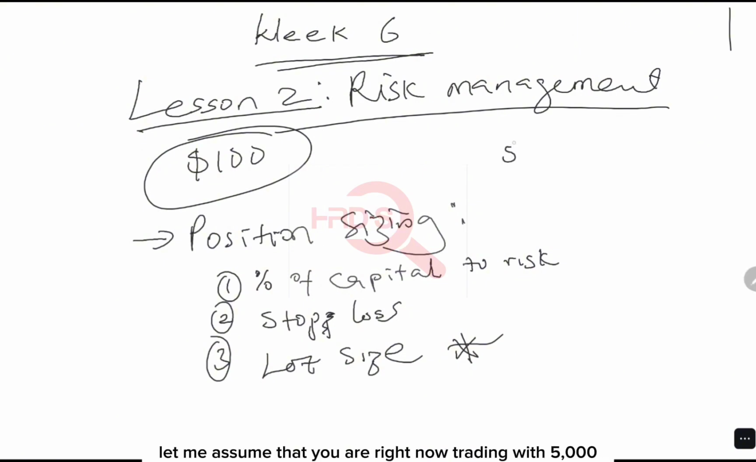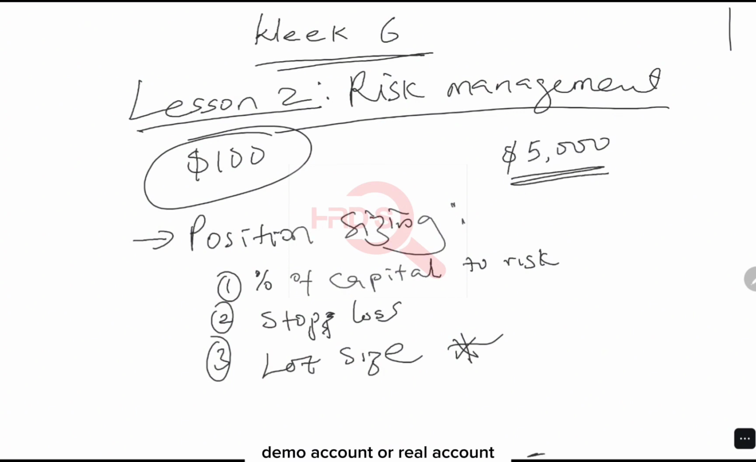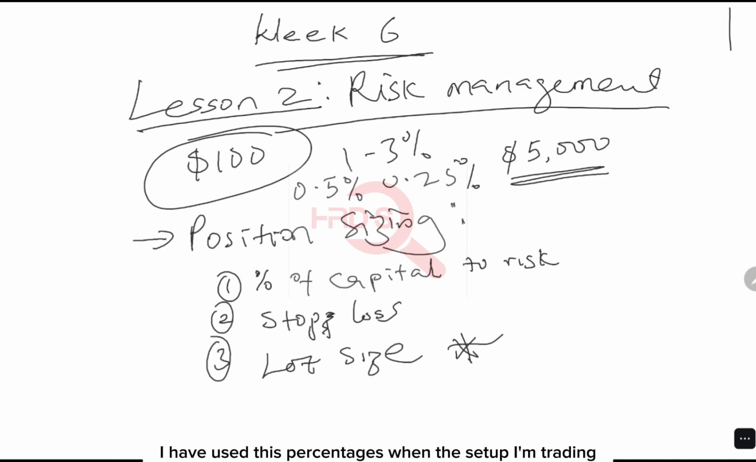First and foremost, let me assume that you are right now trading with a 5,000 demo account or real account. My counsel, as I've always been sounding in this school, is that you use 1 to 3%. In fact, when you have a low probability trade, go to the point of using 0.5% or even 0.25. I have used these percentages when the setup I'm trading is of very low probability of giving me a win. But when it is a high probability trade, you can go with 1% to 3% risk.